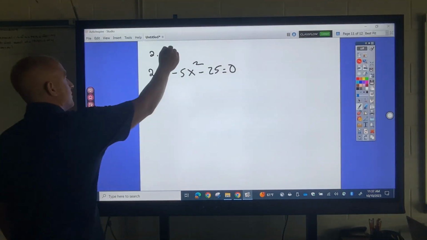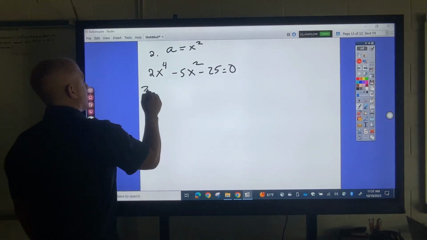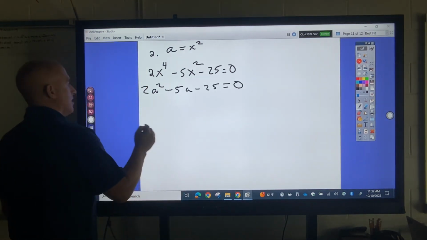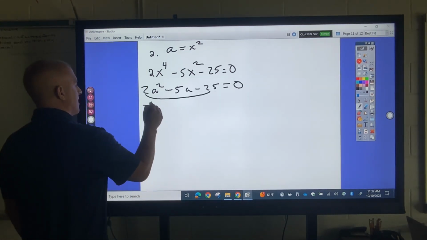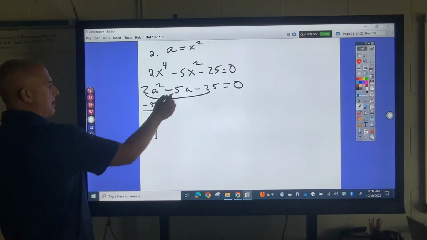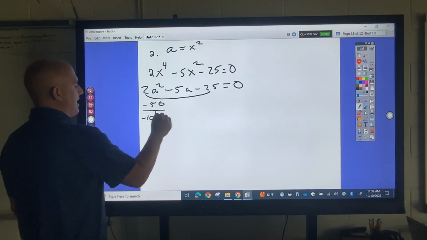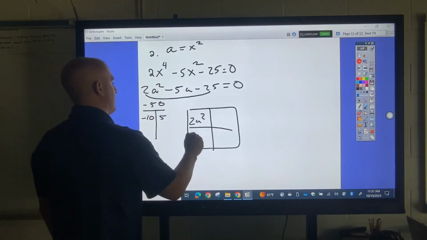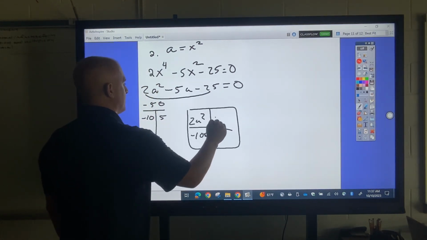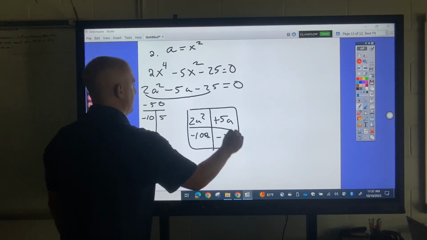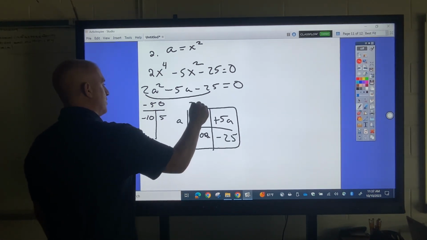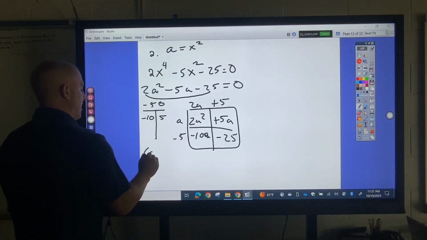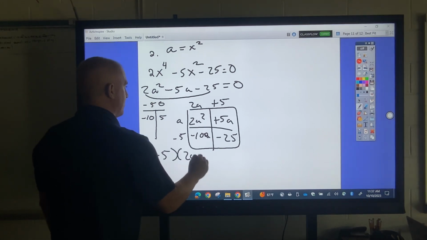Let's say I have this. I'm going to substitute a for x squared. So I got 2a squared minus 5a minus 25 equals 0, okay? So this times this is negative 50. What factors in negative 50? That would have to be a negative 10 and a 5 to add up to that. So that's 2a squared minus 10a plus 5a minus 25. That would be an a. That would have to be 2a. That'd have to be 5. 2a times this would be that. I got a minus 5, 2a plus 5.